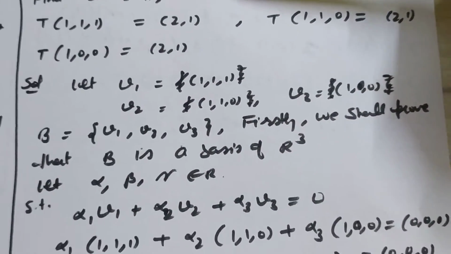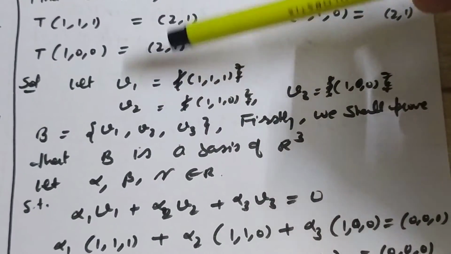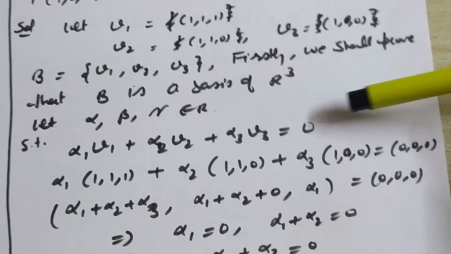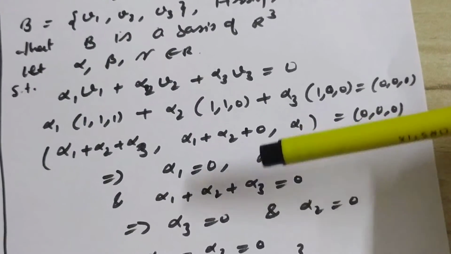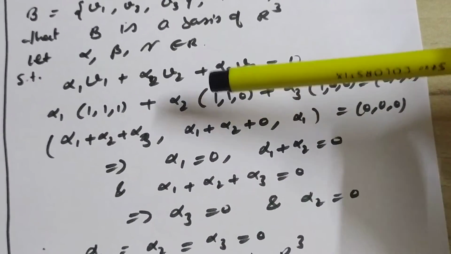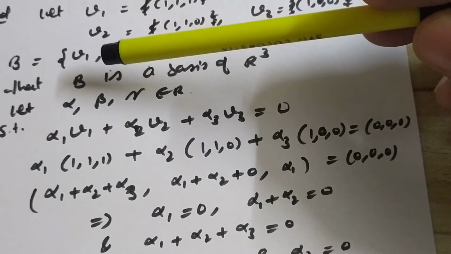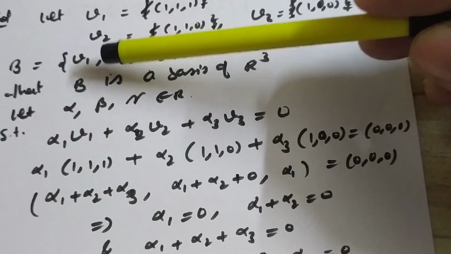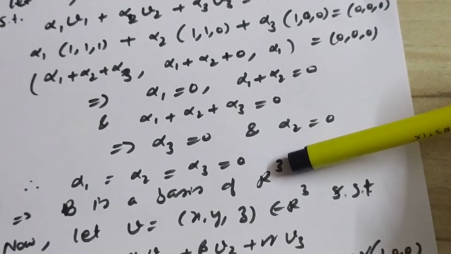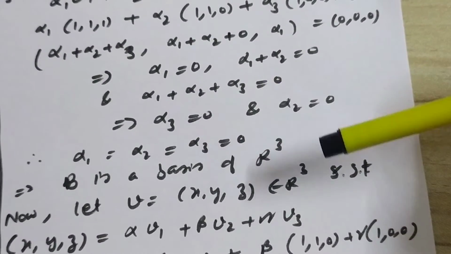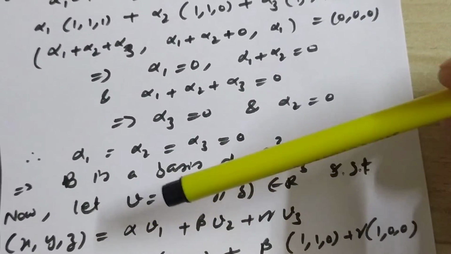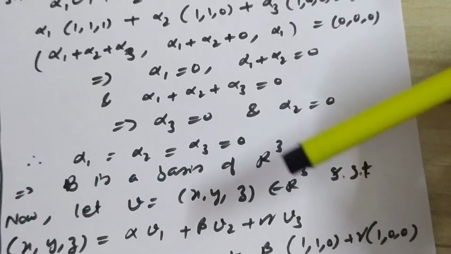How have I proved it? I have made the linear combination of these three vectors v1, v2, v3 and then equated it to 0, and then I obtained alpha 1, alpha 2, alpha 3 equal to 0, which were the scalars. Therefore this set, which was constituted by v1, v2 and v3, will be a basis of R cube. Now because B is a basis of R cube, any element in R cube can be written as a linear combination of v1, v2 and v3.